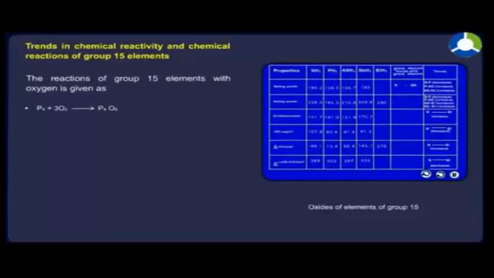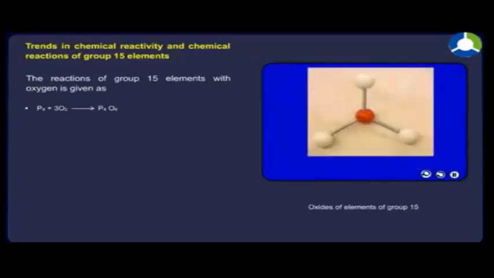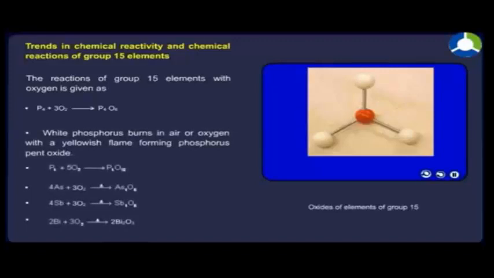The reactions of group 15 elements with oxygen are given as P4 reacts with 3O2 to give P4O6. White phosphorus burns in air or oxygen with a yellowish flame, forming phosphorus pentoxide. P4 reacts with 5O2 to give P4O10 on heating. 4As reacts with 3O2 to give As4O6 on heating. 4Sb reacts with 3O2 to give Sb4O6 on heating. 4Bi reacts with 3O2 to give 2Bi2O3.